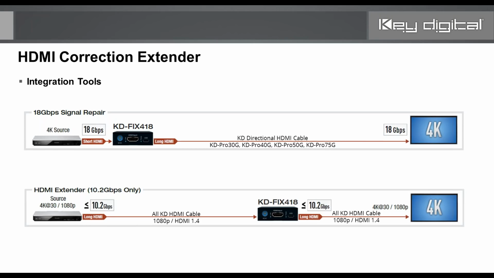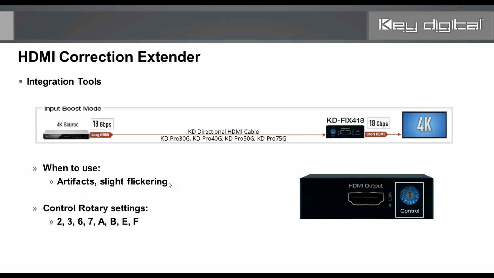Another mode of use is as an HDMI extender. So you could actually put two long cables in a row with the Fix 418 in the middle. Now this is supported at only 10.2 gigabits per second signal, not at 18G. So this is important because sometimes folks have used our fixers in the past with two long cables, but now that the bandwidth is so heavy, that signal handling is so important, and so this mode of use is only possible with a 10.2 gigabits per second signal.